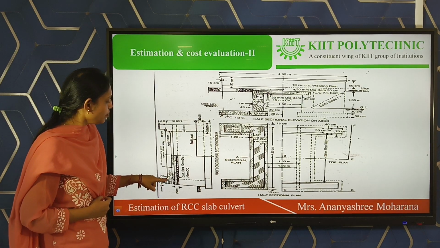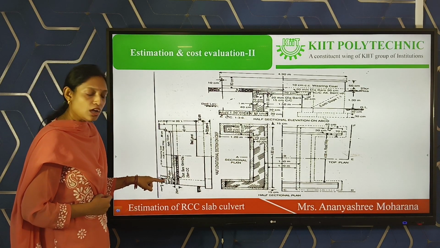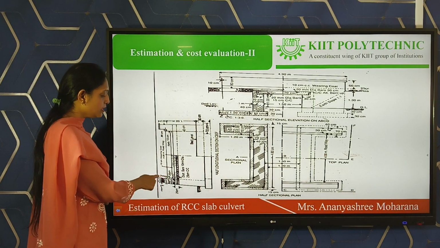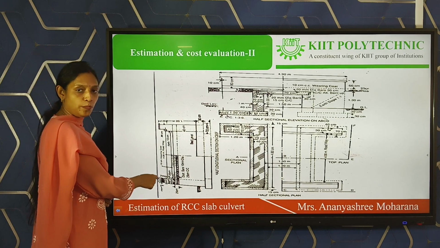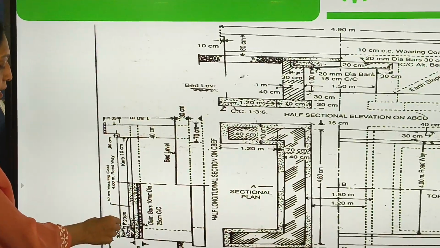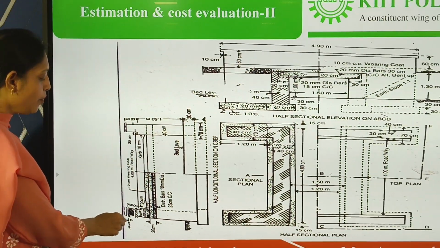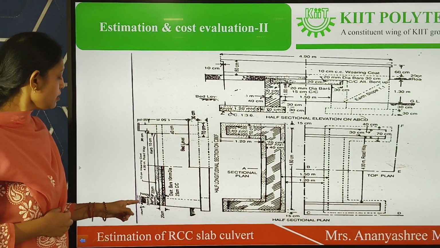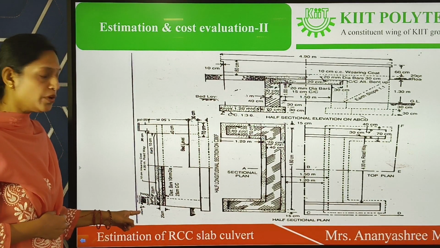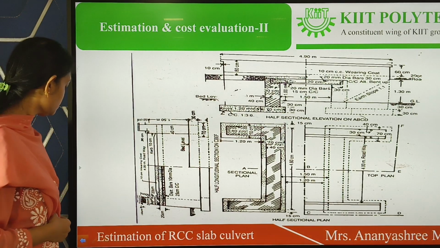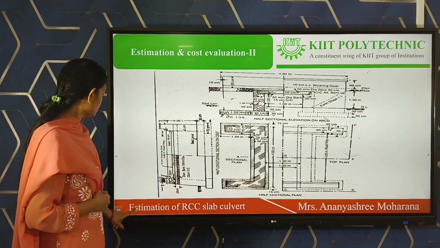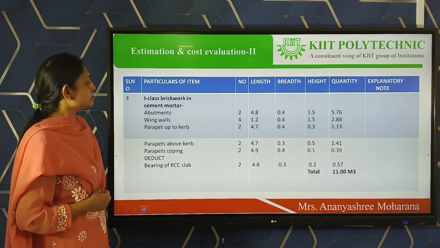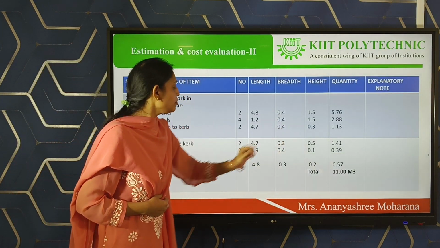Now 0.3 breadth and 0.5 height. You can see here above curb, this portion of the parapet is 0.3 breadth, and height is given as 0.6 including coping, but you have to take it excluding coping. That means the 0.1, that is 10 centimeter thickness of the coping, you have to deduct, so 0.6 minus 0.1 will be 0.5. You can see here 0.5 is the height.